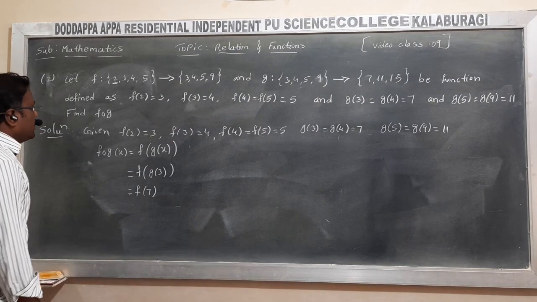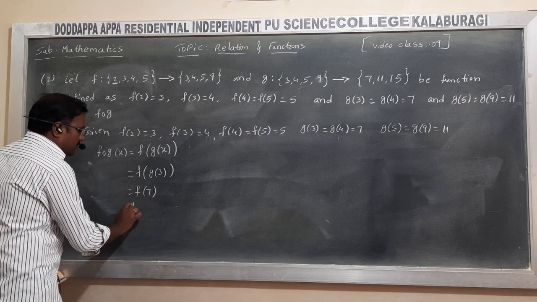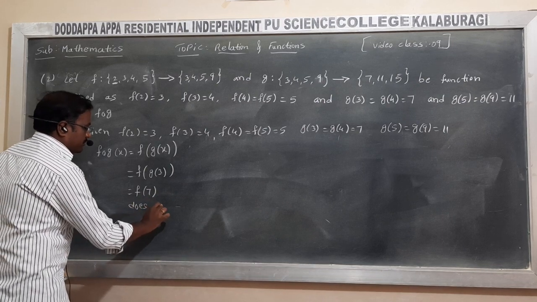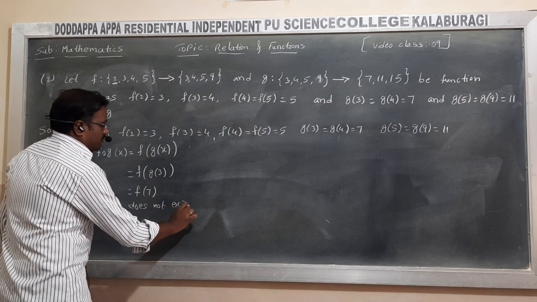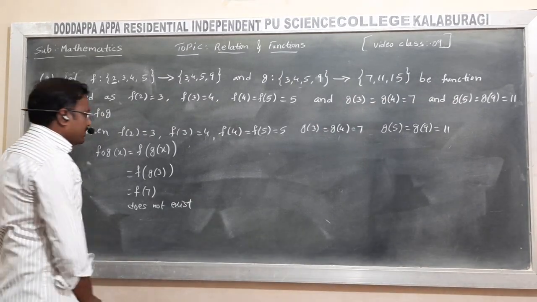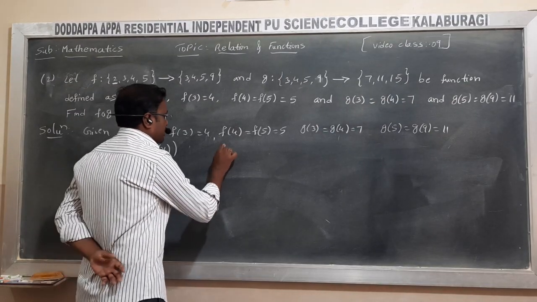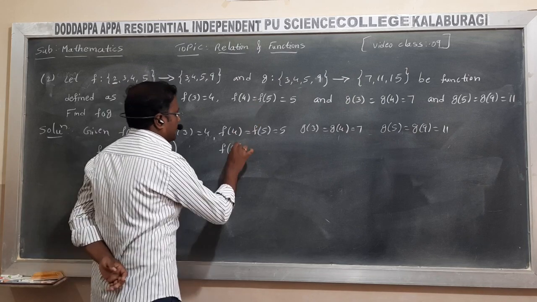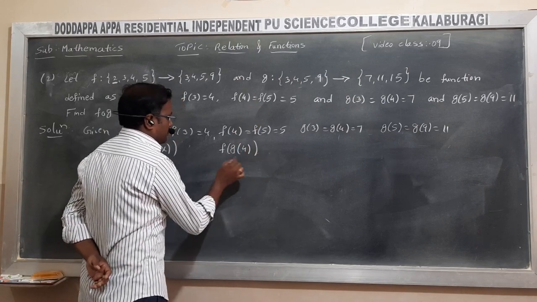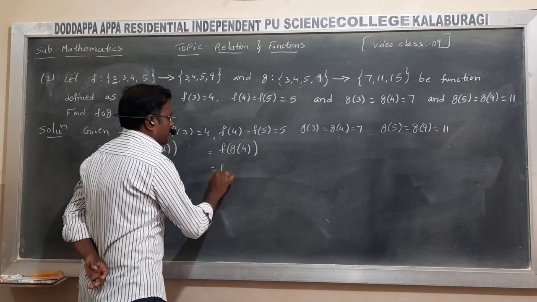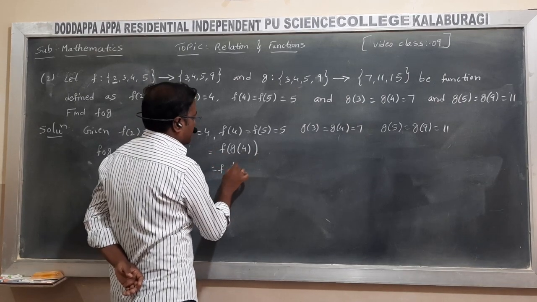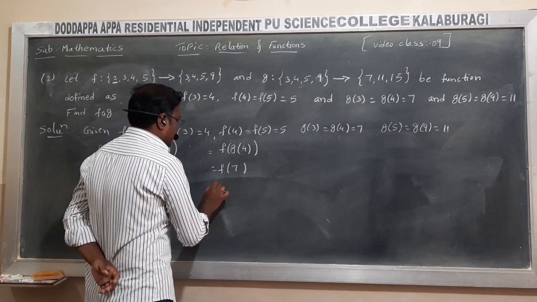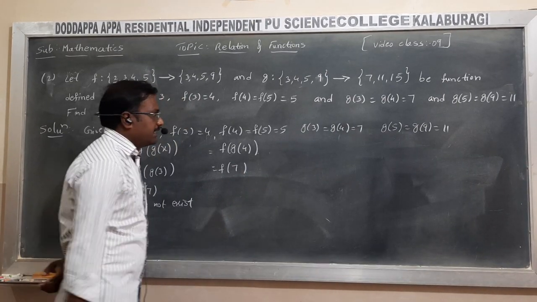What about f of 7? Here there is no f of 7 value. So write down does not exist. Next, similarly, f of g of x value. In place of x, take 4. F of g of 4 value is 7. Again same repeat, does not exist.